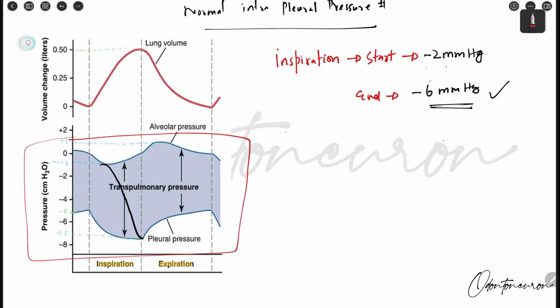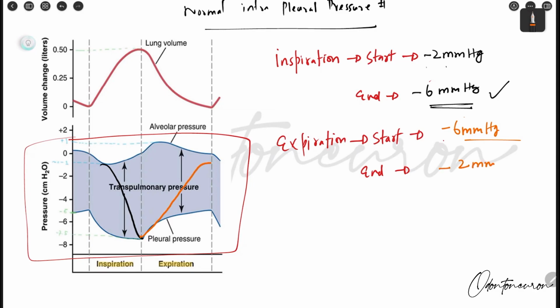Next, once inspiration is over, next is expiration. For expiration we have start and end. Clear? Now I'll take another color. From where your inspiration ends, your expiration starts. That's normal, right? Once you end your inspiration, you start expiring your air. So your expiration starts from minus 6 mmHg, it goes up, and it ends here, at minus 2 mmHg.